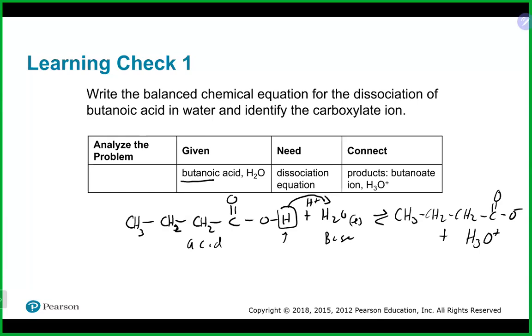So carboxylic acids, which are probably the majority of your weak acids, definitely could do all the same sort of acid-base reactions that we saw in the acid-base chapter. Any questions on that there?